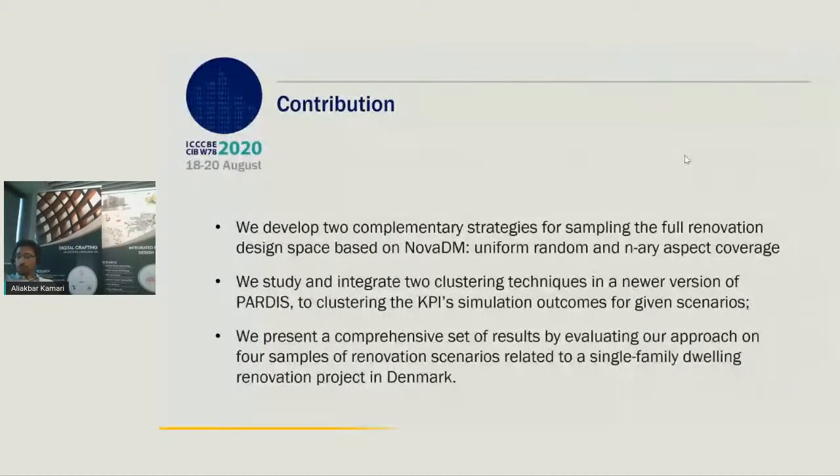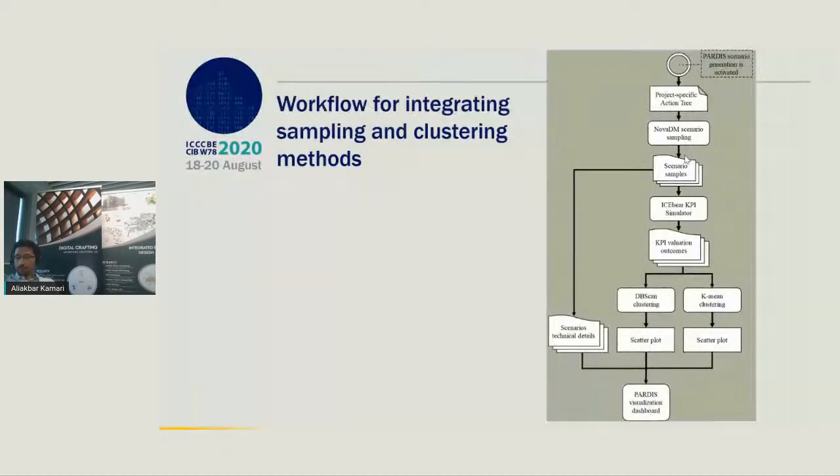So as a solution to this problem, our contribution in this paper is that we developed two complementary strategies for sampling the full renovation design space, including uniform random and n-array aspect coverage. Secondly, we study and integrate two clustering techniques in a new version of the tool, which we name PARDIS, for Process Integrating Renovation Decision Support, to cluster the KPI simulation outcomes for given scenarios. And we applied that framework to a case study.